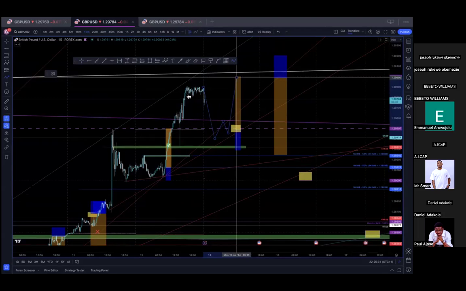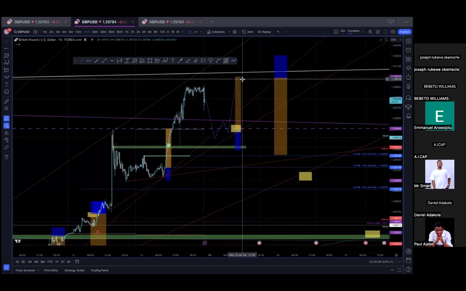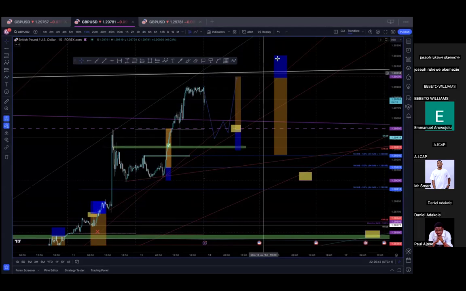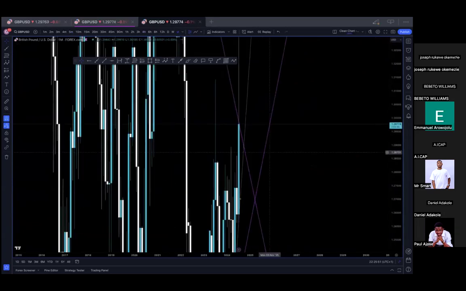But I'm not expecting the buy to go above this 1.30 because based on my monthly analysis, I'm expecting a sell. That's why you are seeing this other risk to reward here. I'm expecting a sell. Let me go back to my clean chart over here and go back to the monthly time frame so you can see why I'm expecting a sell.